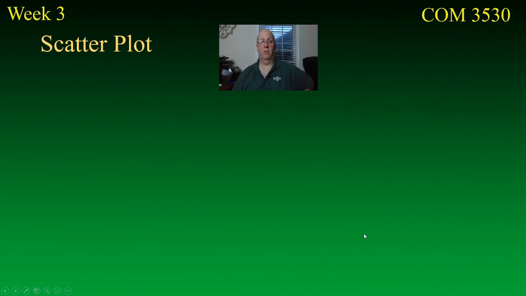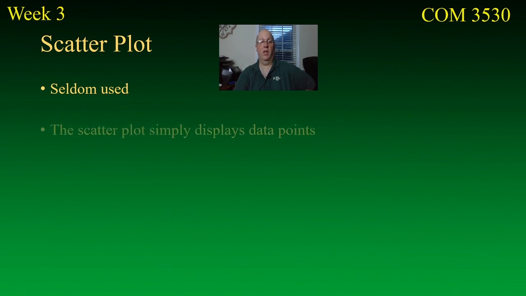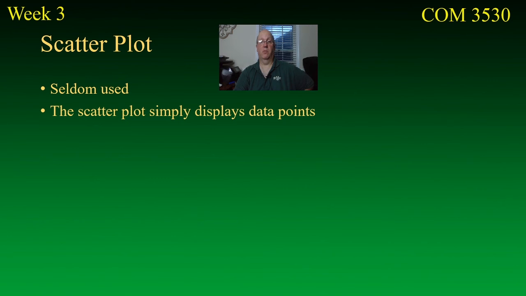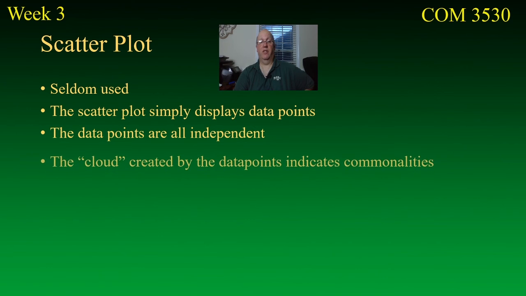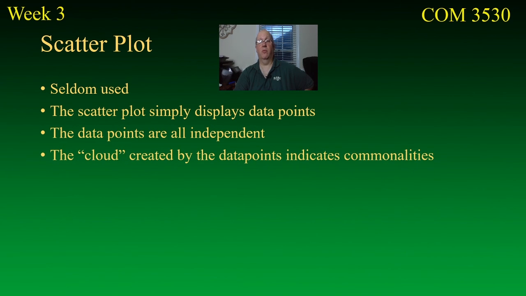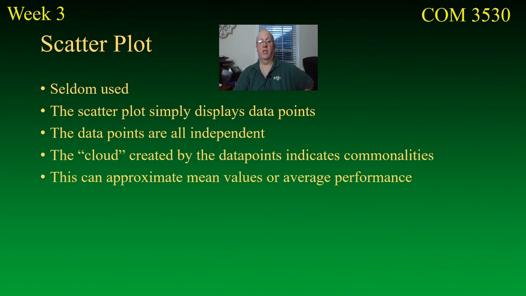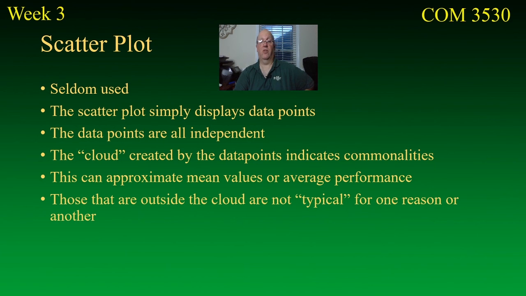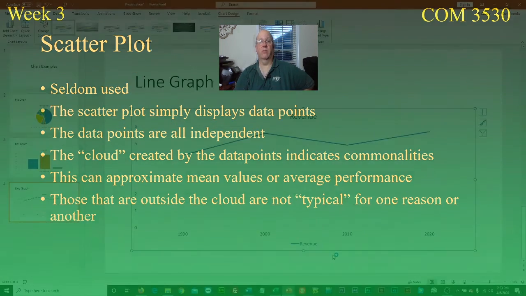Okay, so the scatter plot is going to be one of the least used things that you're likely to find. You don't usually have a cause to use this, but you can. Scatter plot simply displays data points. And the data points are all independent. And basically, the cloud created by the data points indicates commonalities. And this can approximate mean values or average performance. Those things outside the cloud are not typical for one reason or another.